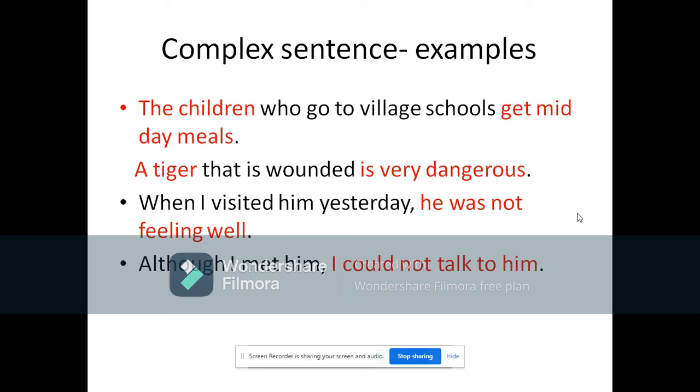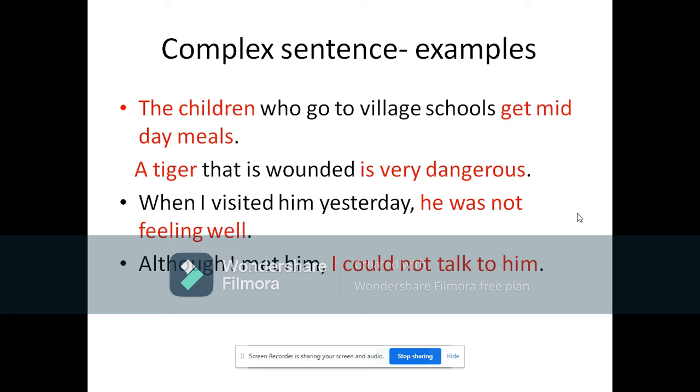The main clause is the children get midday meals. It's a main clause. Who go to village schools, subordinate clause. It is a complex sentence. Next sentence. A tiger that is wounded is very dangerous.